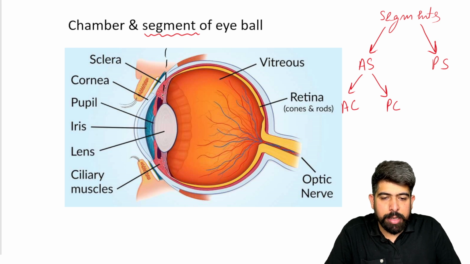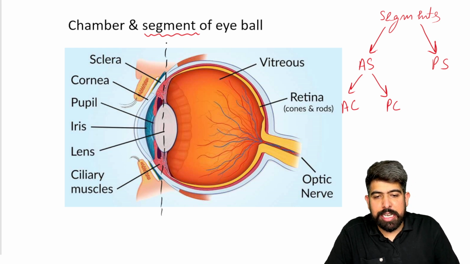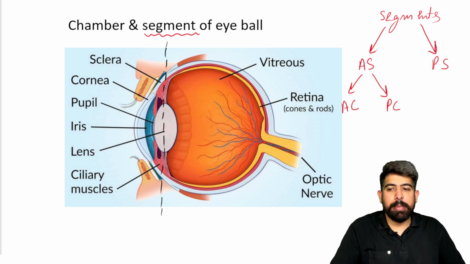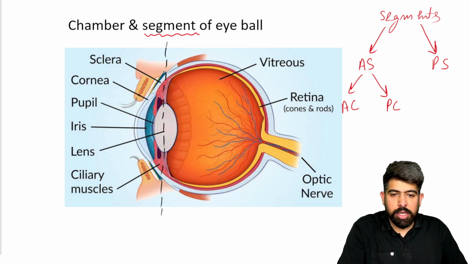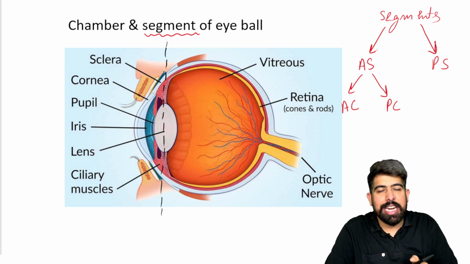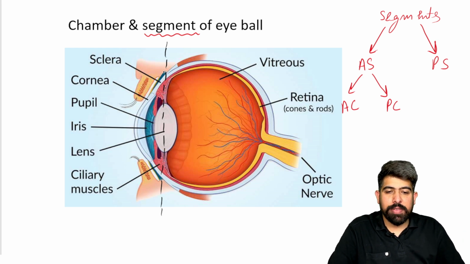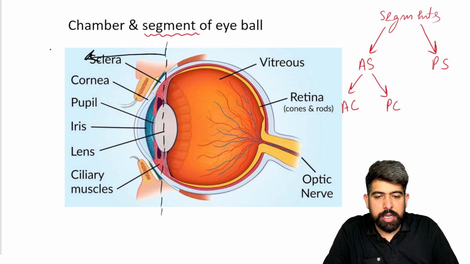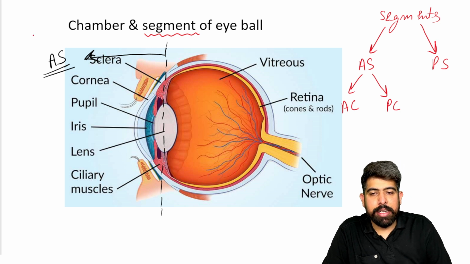As I'm drawing an imaginary line here with this black color marker, can you see it? This is your imaginary line, and it is on the base of the lens. So I draw an imaginary line on the basis of the lens. Anterior to this imaginary line, all of this is known as your anterior segment.